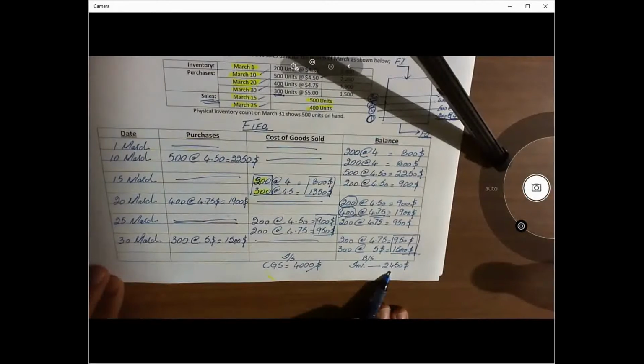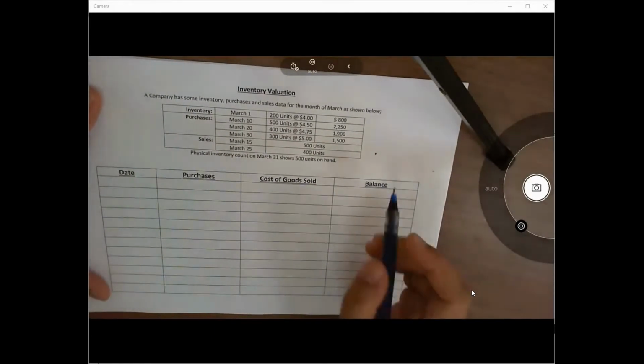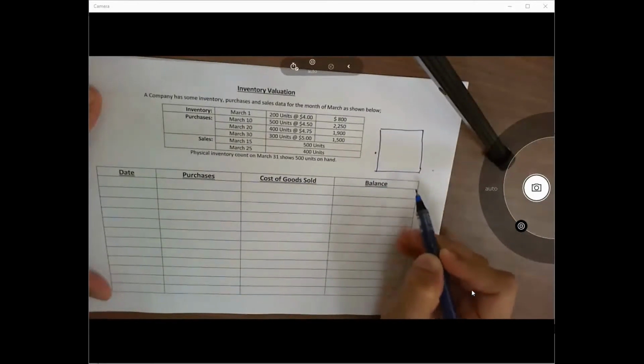Now let's try to move to our LIFO method in order to understand what is the difference between them. So let's go to LIFO method. Now we are going to do exactly the same question, but now we are going to follow the LIFO method. Again, let's make the same storeroom in order to understand the same example. So we are going to make the same box over here. This box is representing our storeroom where we put our inventory.